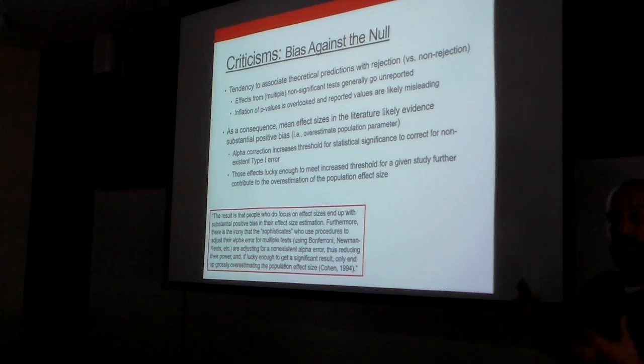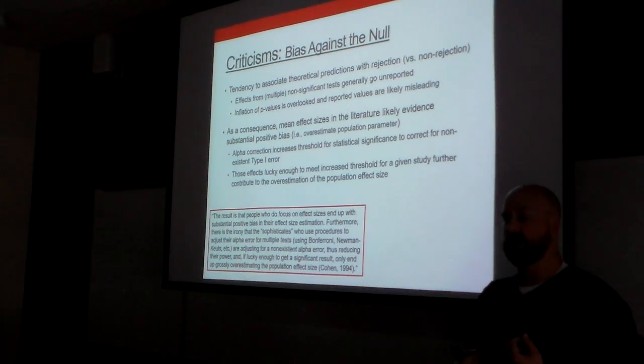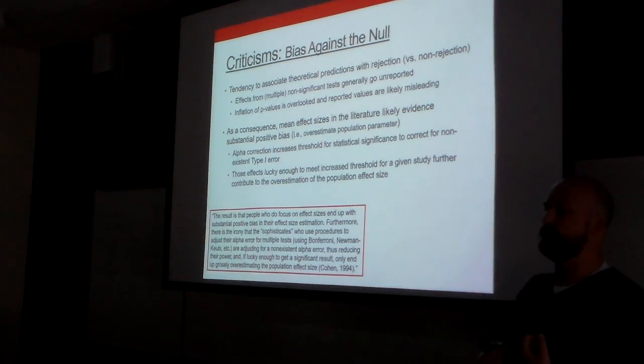So, questions about bias against the null, and this sort of goes into our approach to research and publication and things like that, and how we probably make this worse with some of the ways we handle things.